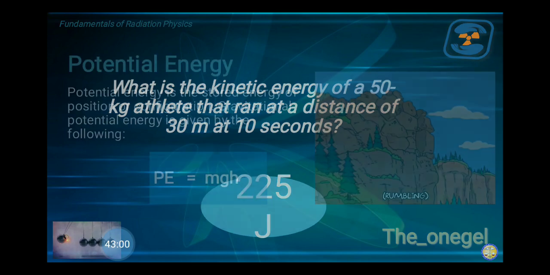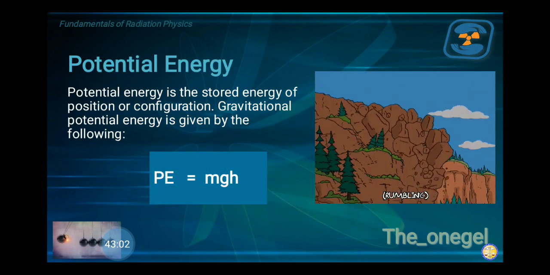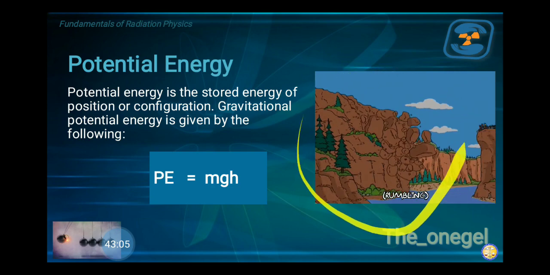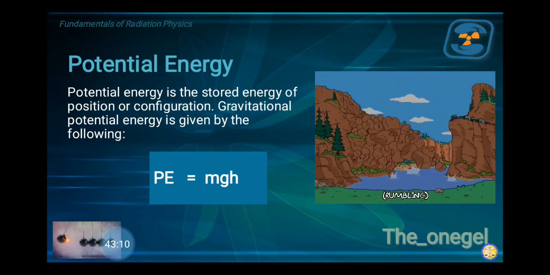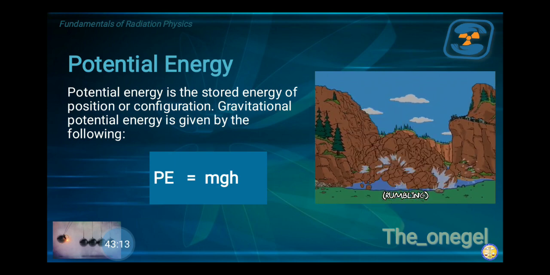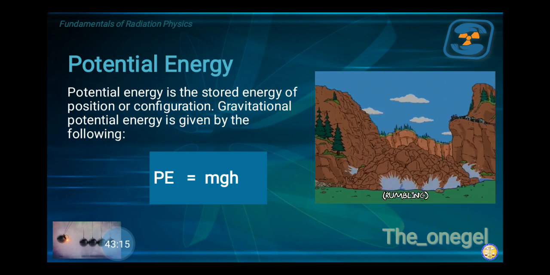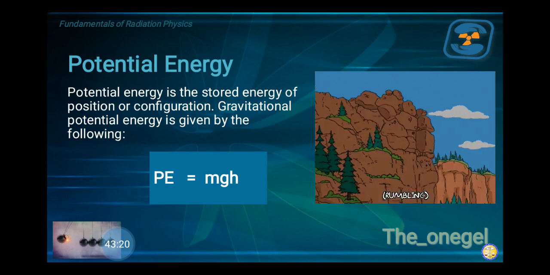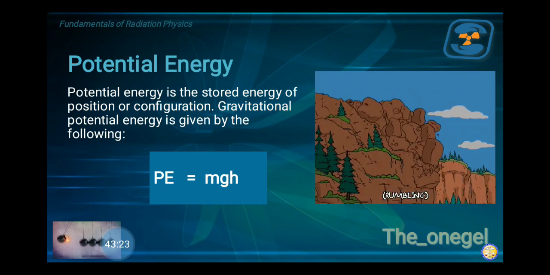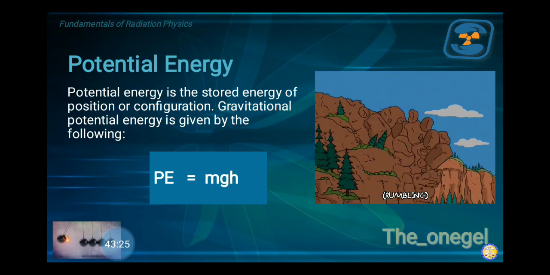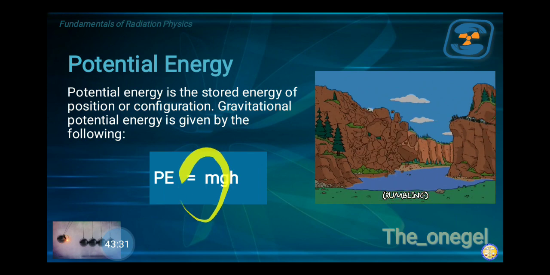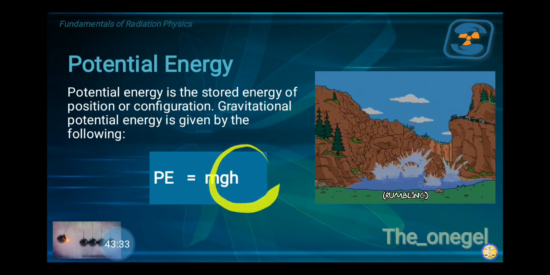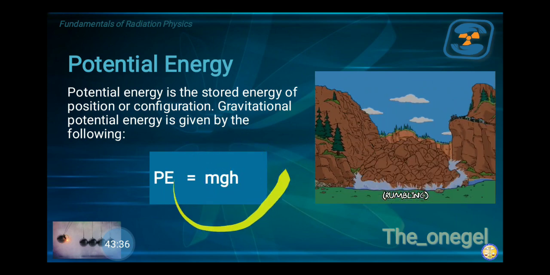Okay. So, next, we have the potential energy. This illustration is a typical example of potential energy in our daily life. Potential energy is the stored energy of position or configuration. So, gravitational potential energy is given by the following formula, PE equals mgh: mass, acceleration due to gravity constant with a value of 9.8 meters per second squared, and the distance.